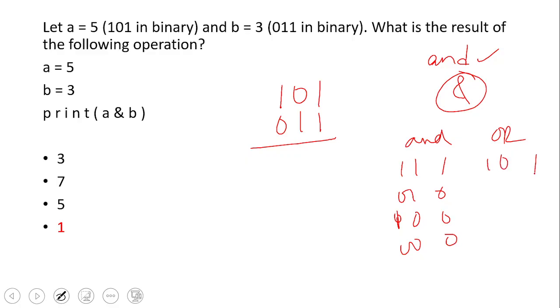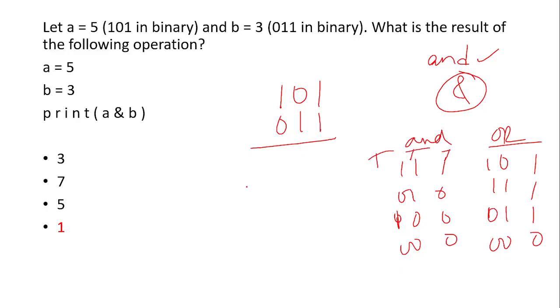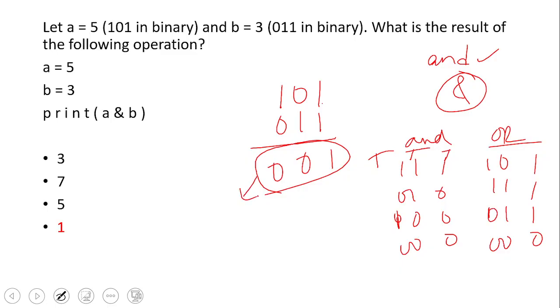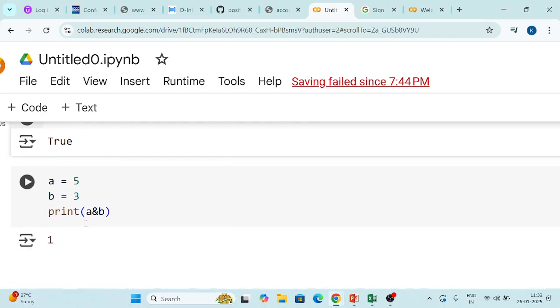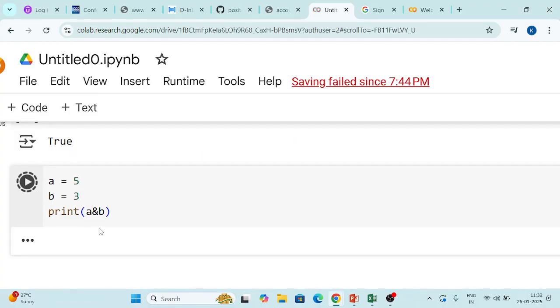So 1 and 1 is 1, 1 and 0 is 0, 0 and 0 is 0. Okay, so this is for the AND operation. Same, this is true true like that. 0 means false, 1 is true like that. So 1 1 is 1, 0 and 0. So 0 0 1, the equivalent is 1. Okay, so like that you need to do. Okay, A is equal to 5, B is equal to 3. If we do the AND operation, we will get it as 1. Okay.